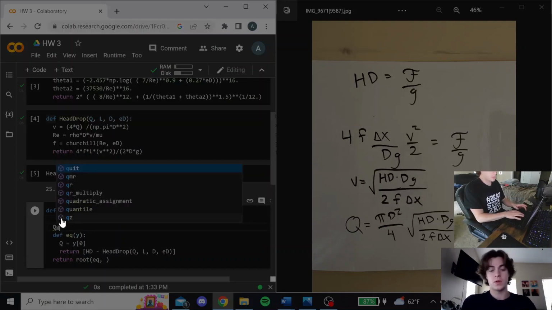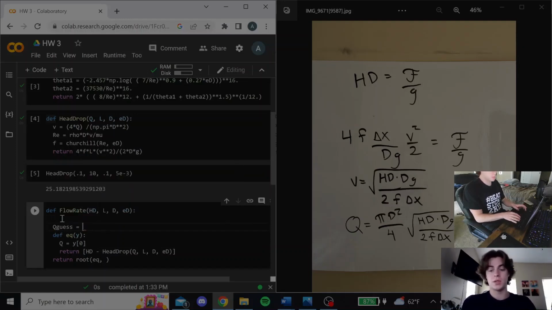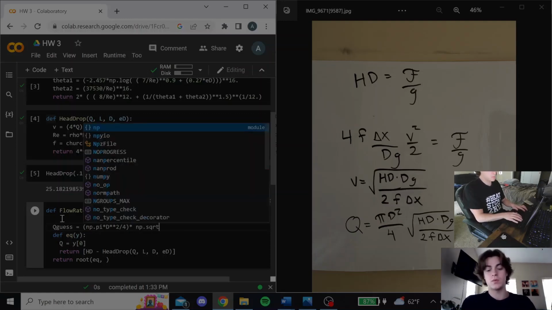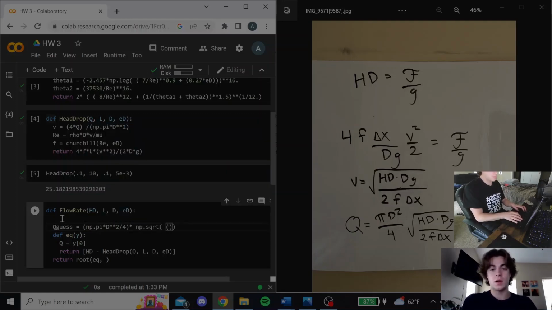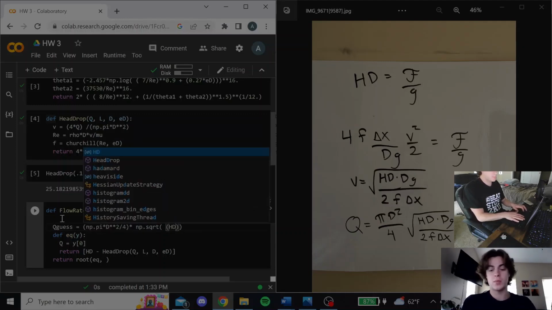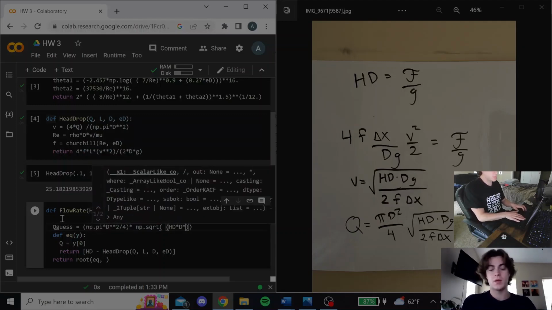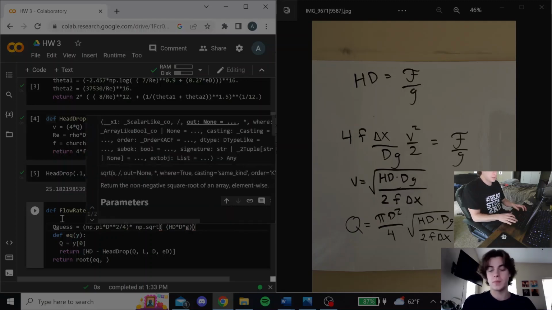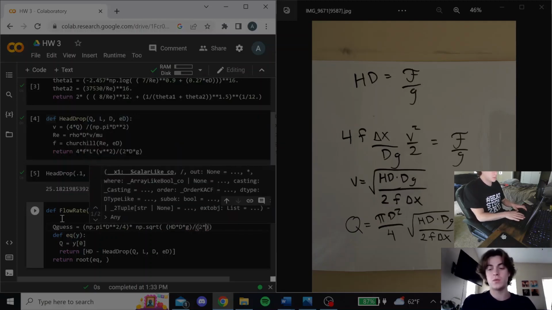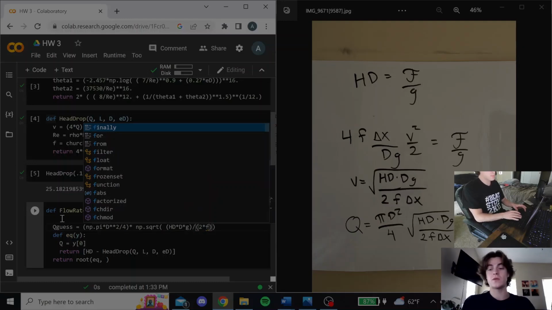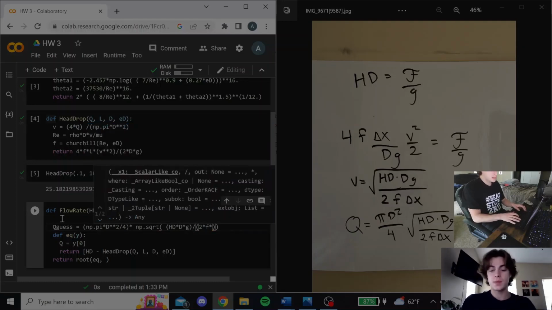So our Q guess is going to be equal to pi times d squared divided by 4 times the square root of the head drop times the diameter times gravity divided by 2 times our friction factor times the length of the pipe.